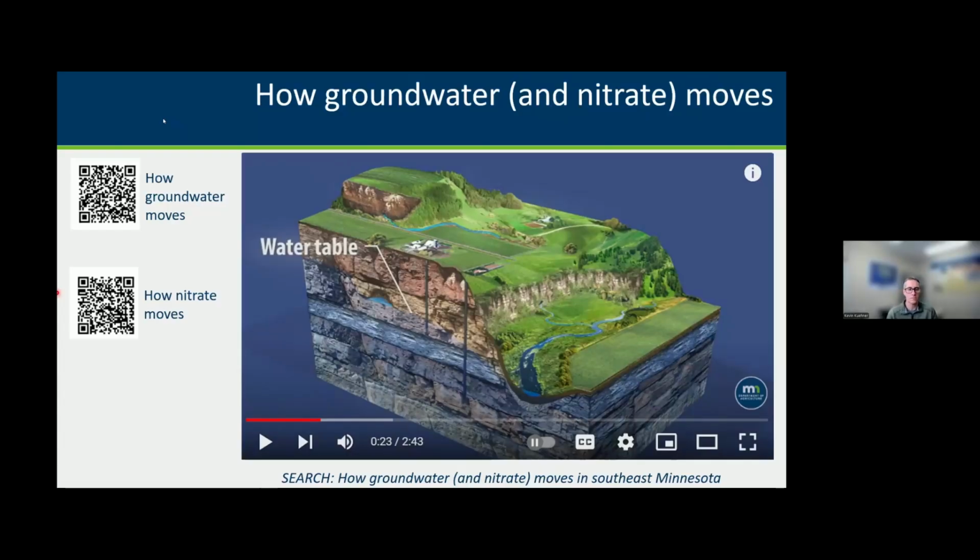Some great questions have come in. I guess maybe I missed this, but when you were looking at the tile drained areas versus some of the non-tile drained areas, were the concentrations of nitrate higher in those streams in the tile drained areas?